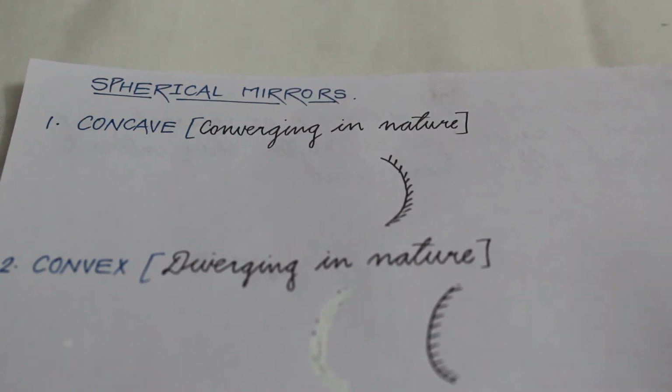Now what basically are spherical mirrors? Spherical mirrors are basically curved mirrors. And how are they formed? They are formed from a spherical glass. We cut a side portion of a sphere made up of glass and we paint on either side of the mirror or the glass, and it starts behaving as a mirror. So the concave mirror or the convex mirror are known as spherical mirrors.